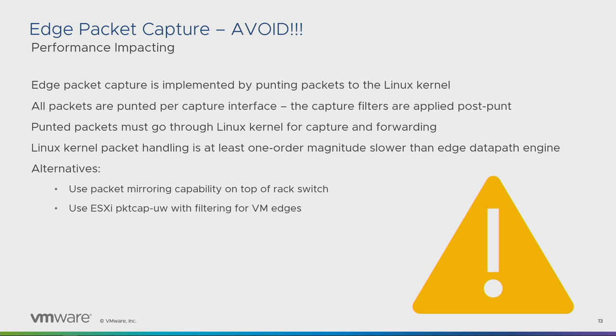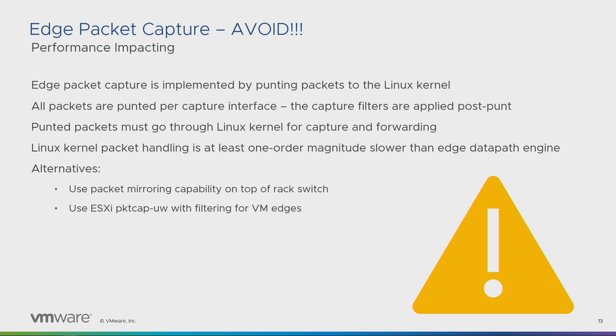The reason is because the packets are being forwarded by a TDPK engine, right? And the packet capture is implemented using TCP dump on the Linux kernel, okay? So in order for packet capture to work, we have to punt the packets out of the TDPK engine into Linux. That performance will be at least 1 order of magnitude lower than what DPDK can do, right? So by troubleshooting using packet capture, you may be causing an outage in itself, right?